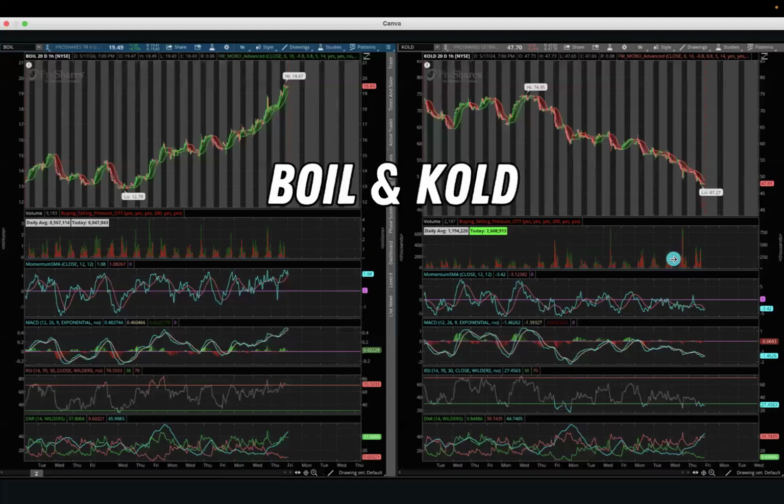So, we've also got the clouds on here, pretty self-explanatory. Green clouds is bullish, you're in a bullish trend. Red clouds is bearish, you're in a bearish trend. And that's really how I tend to use this chart, right?